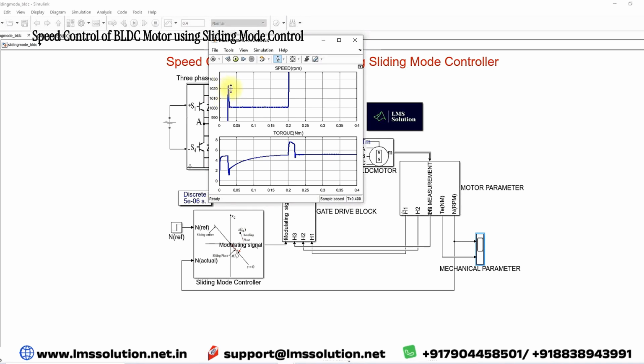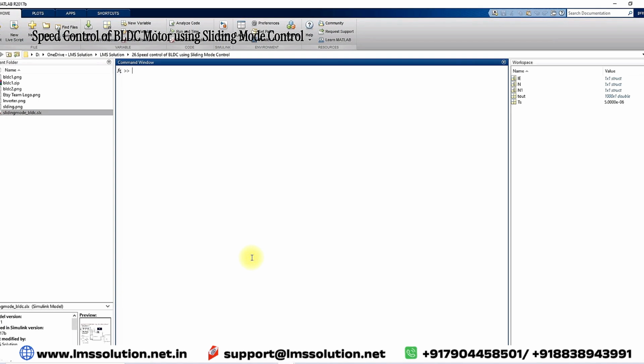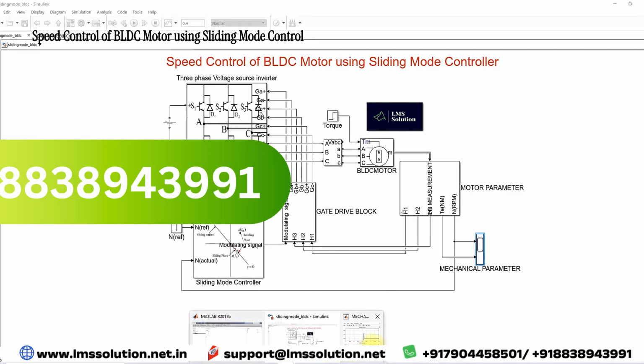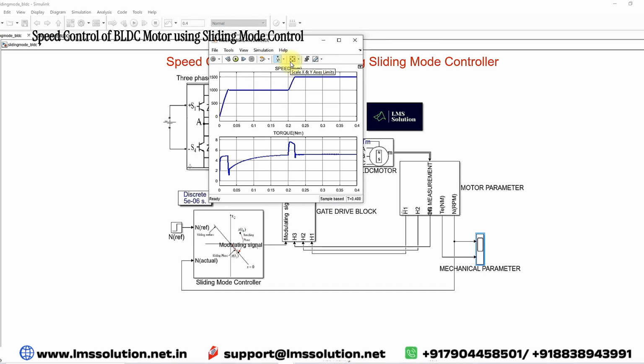Here you can see that initially we are having the overshoot around 20 rpm, and then I am going to zoom this portion, and here when we are operating the machine at 1500 rpm, we are getting the overshoot around 6 rpm. That means 20 divided by 1000 is around 2% overshoot, and 6 divided by 1500 means 0.4% overshoot. We are getting 2% overshoot when we are operating the machine at 1000 rpm. We are getting 0.4% overshoot when we are operating the machine at 1500 rpm.